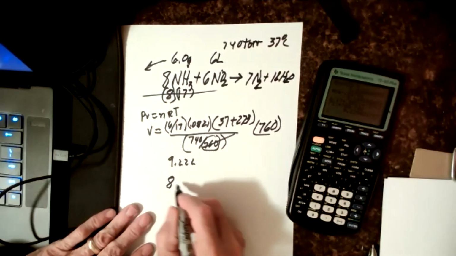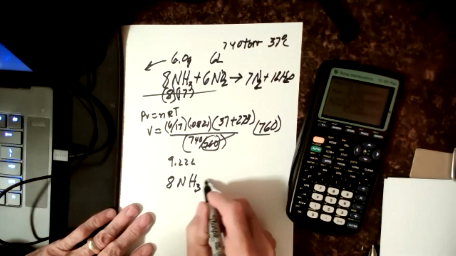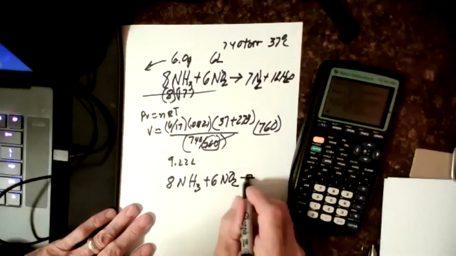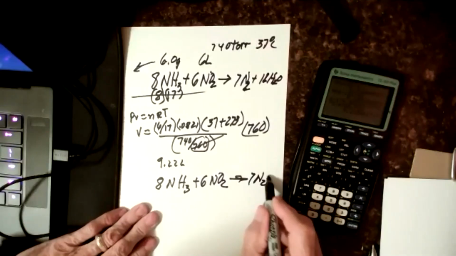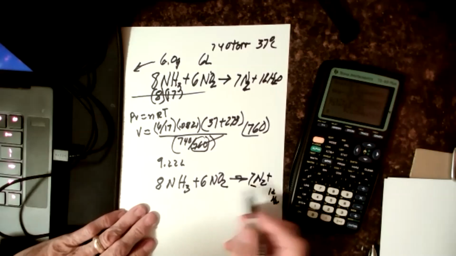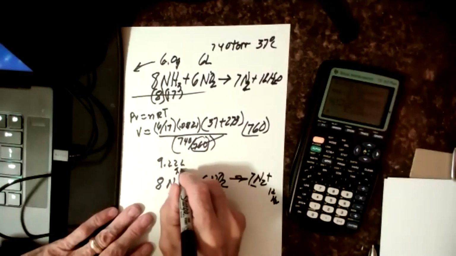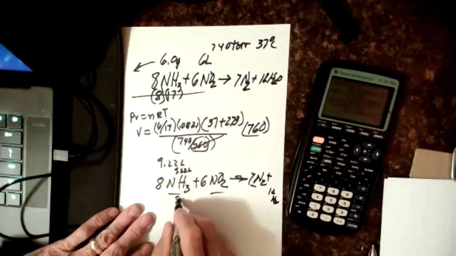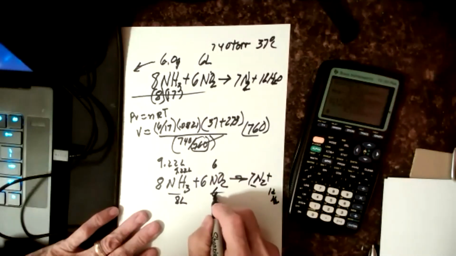So I go back to my problem now, 8 NH3s and 6 NO2s goes to 7 N2s and 12 H2O. I'm just dealing with these three. Okay, now I plug my numbers in. 9.22 liters of this at that temperature and pressure. This would be 8 liters. This is 6 liters, and this is 6 liters.